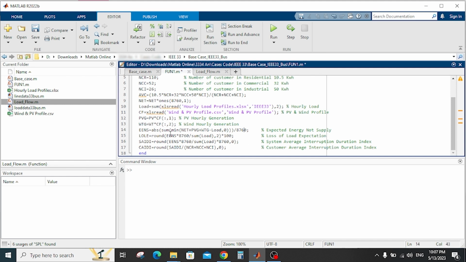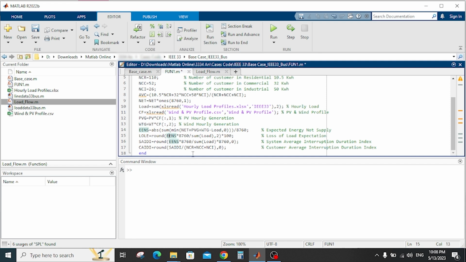The wind hourly generation. After that, we calculate the expected energy not supplied. It is the whole generation summed and subtracted from the load. After that, we divide it by the number of hours for the whole year, and the same thing for the loss of load.